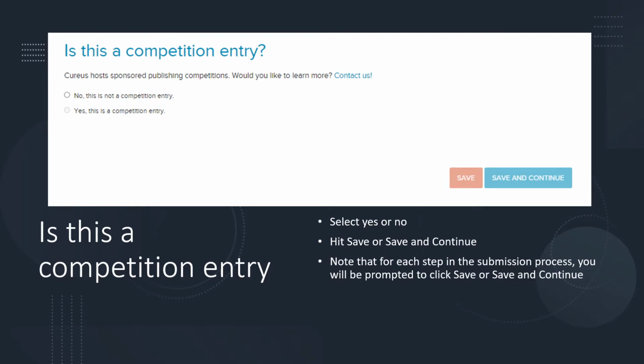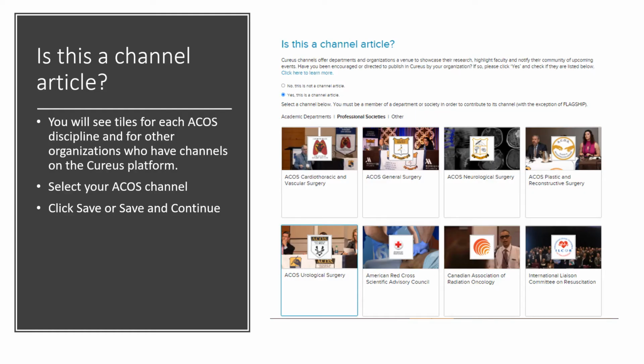So one of the first questions you'll be asked is this a competition entry? You'll click no or you'll click yes, and then you'll hit save or save and continue. You will notice a theme here. You'll see tiles for each ACOS discipline. So it's going to ask you if this is a channel article. And it's really important because this lets Cureus know that the article that you're submitting belongs on an ACOS channel.